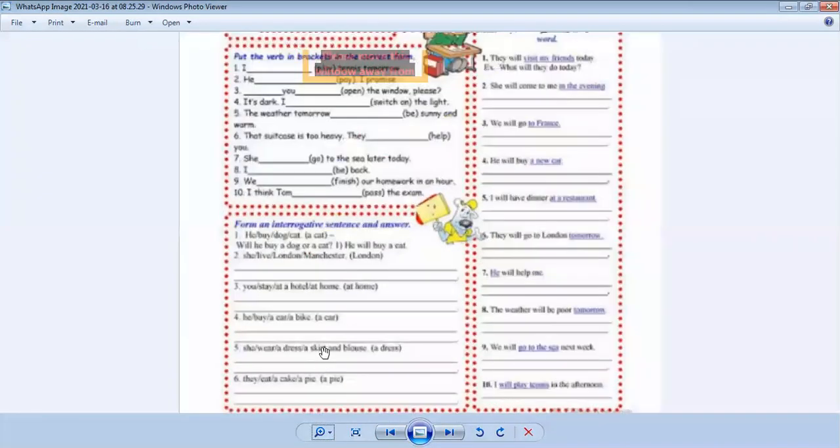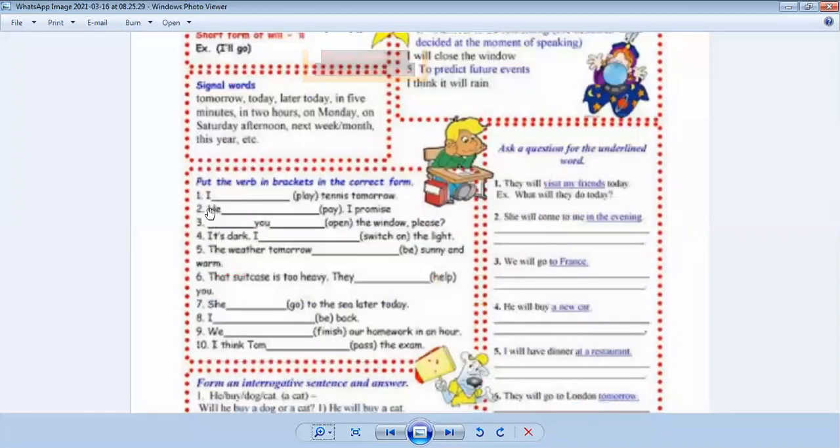Okay, now let's have an exercise about will. Put the verbs in the brackets in the correct form. Here, I play tennis tomorrow. Where is the key word? Yes, tomorrow is the key word. So this verb is going to be I will play tennis tomorrow.